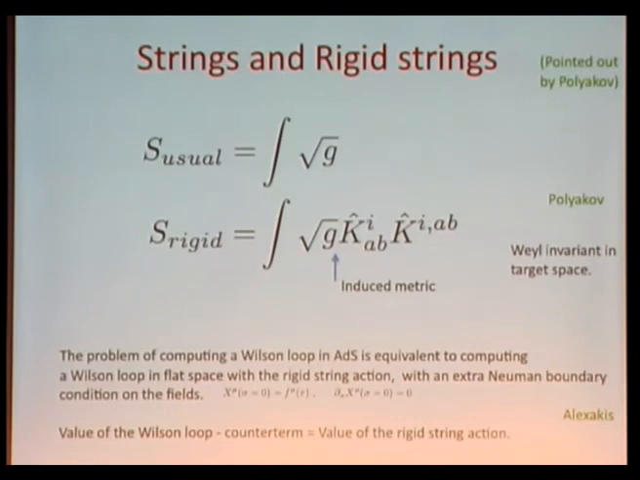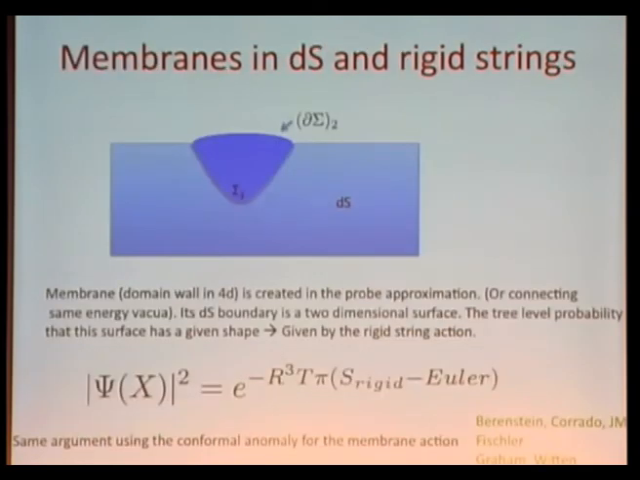So if we have this action in, let's say, AdS, it will give us the same as the action in flat space. And so we compute with this action, but with an extra boundary condition. We specify the boundary values of the field, and we also demand that the normal derivative is 0. So we specify both Dirichlet and Neumann boundary conditions, and then one can show that the on-shell value of the ordinary Wilson loop, minus the usual divergent counterterm, is equal to the finite value of the rigid string action on this type of solutions. So that's one relationship.